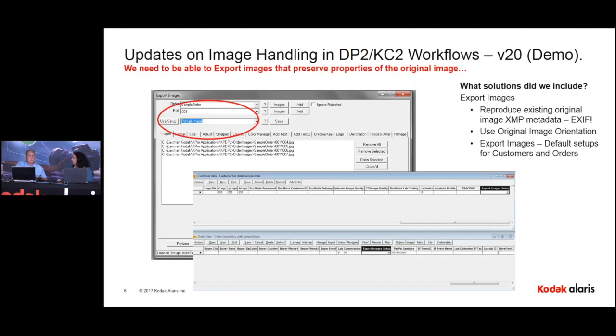Exactly. If you have a customer who, for example, wants their images exported back to them in a particular format or particular image size or any of the standard properties, you can create an export images setup specifically for that customer, save the name of that setup in the customer data table. So whenever you open up an order for that customer, that export images setup will automatically be populated in the dialog. It's a nice way of understanding and respecting customer preferences in an export images workflow.